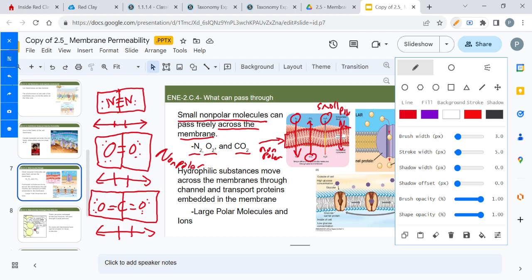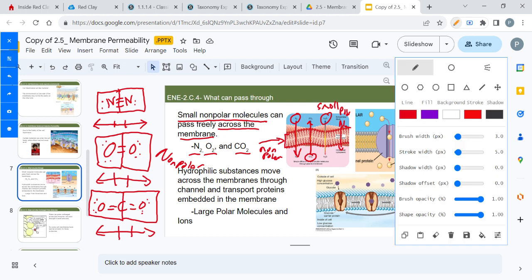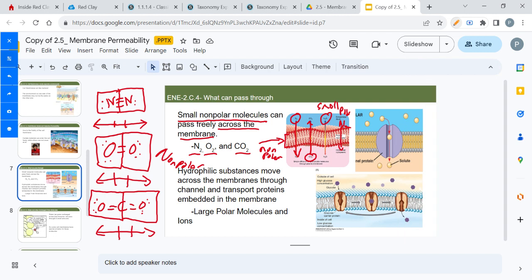Now, in the case of water, I did make a little note here. Water can go through the membrane, but the problem, and this is kind of highlighted right here, is that a hydrophilic substance can move across the membrane through channels and transport proteins. They can go through there. So we're not really seeing a transport protein right here. There is a chance that these small molecules, like water, can go through the membrane, but it has a harder time with it.